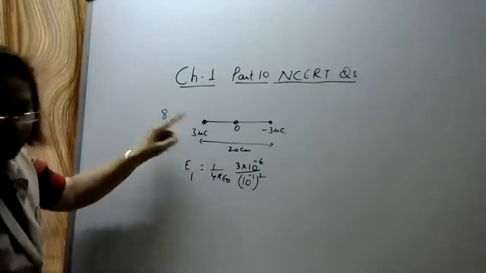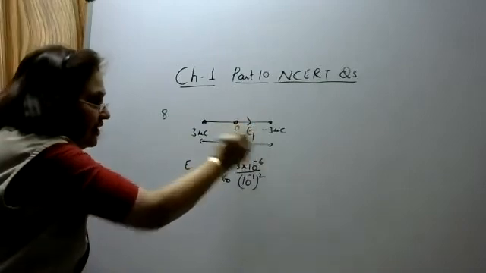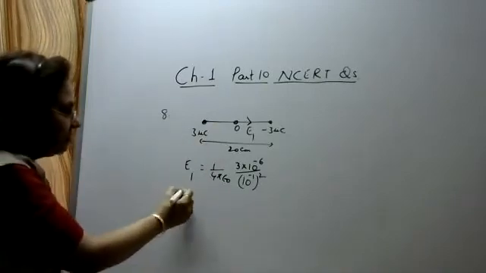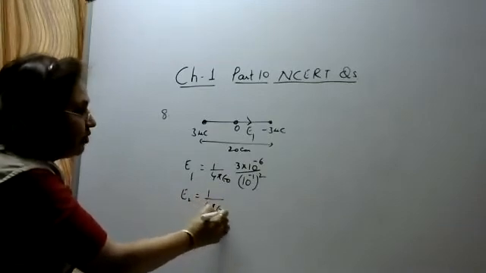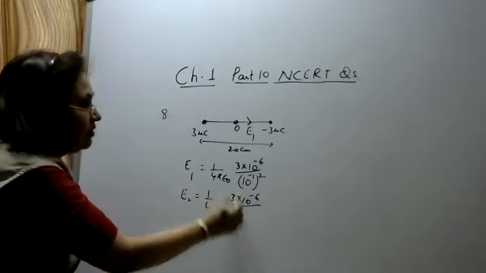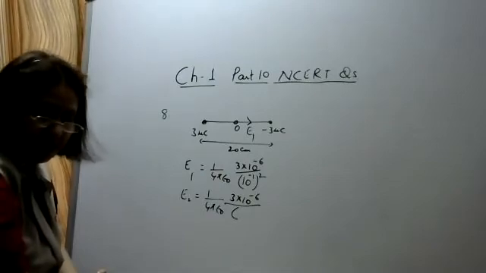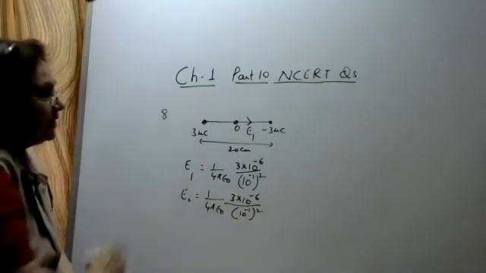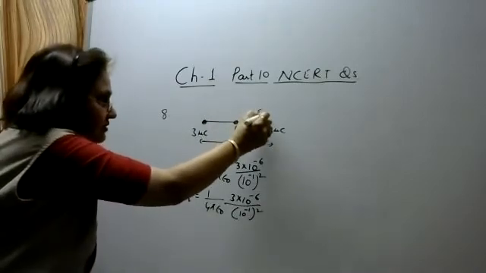Okay, now let's draw the direction of E1. Due to the positive charge, the electric field points away. So here in the figure we have drawn the direction. Now let's find out the electric field due to minus 3 microcoulomb. It is 1 upon 4 pi epsilon naught, 3 into 10 raised to the power minus 6 upon, again the distance is 10 centimeter, 10 into 10 raised to the power minus 2, that is (10 raised to the power minus 1) square meter square. Okay. Now let's draw the direction of E2 towards the negative charge.